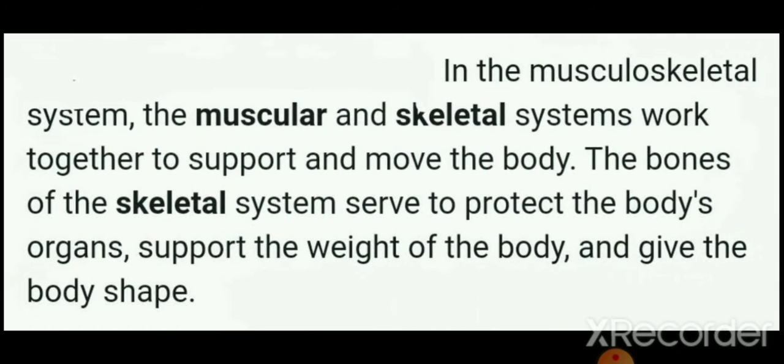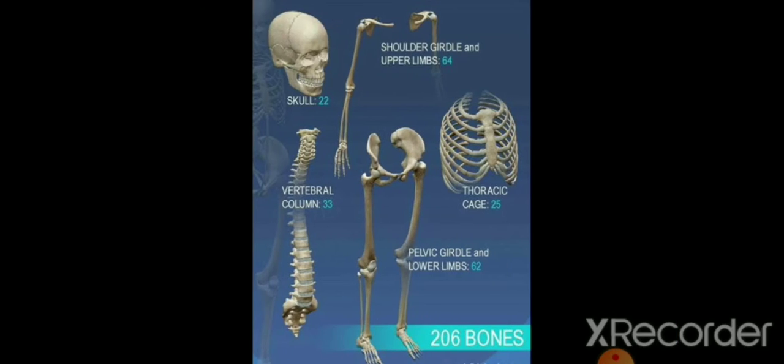In the musculoskeletal system, the muscular and skeleton systems work together to support and move the body. The bones of the skeleton system serve to protect the body's organs, support the weight of the body, and give the body shape. This system is a combination of various bones. There are 213 bones in children and 206 bones in adults.